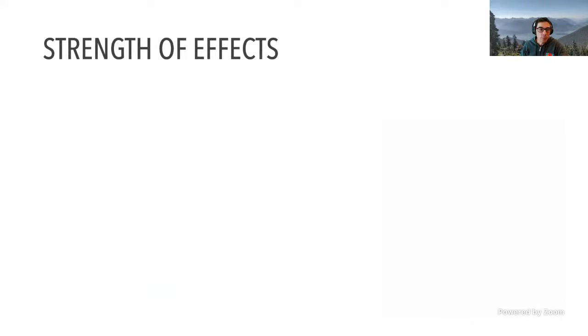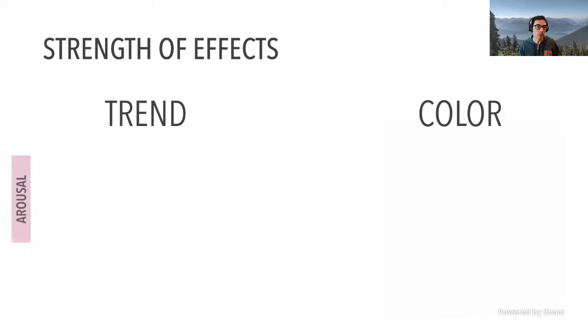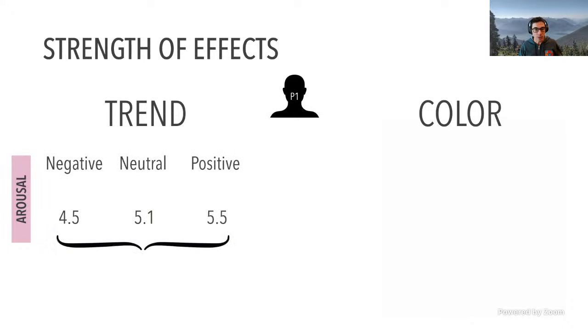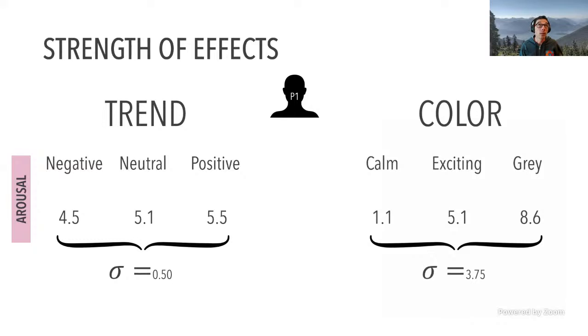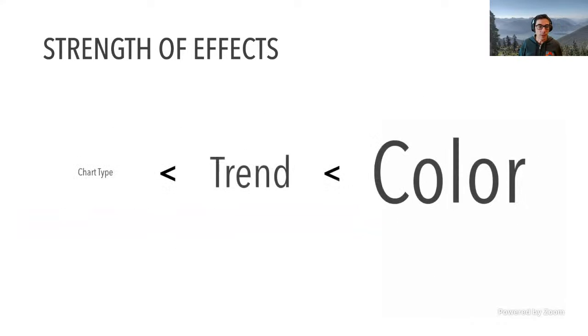All right, that's a lot of effects and comparisons, but how do these effects compare to each other? Let's say we want to compare the effect of trend and the effect of color on arousal. What we did is for each participant, let's say P1 here, we calculated the standard deviation of their average arousal rating for trend, and we did the same for color. And then we could compare the effect of trend on arousal with the effect of color on arousal. And what we found is that color had a stronger effect on emotion than trend, which had a stronger effect than chart type.